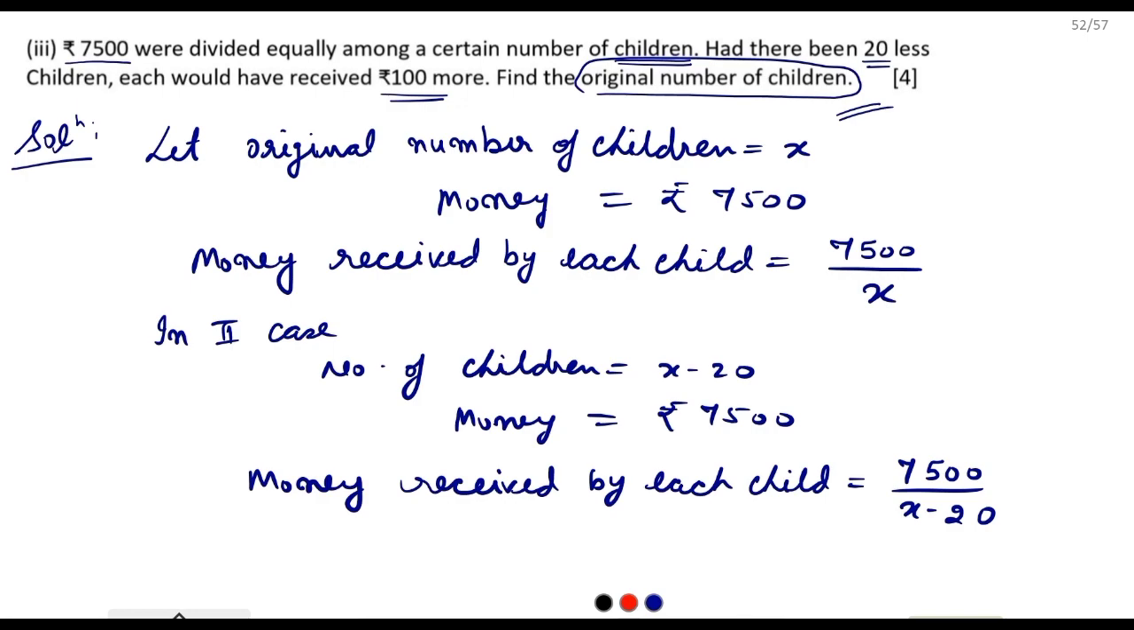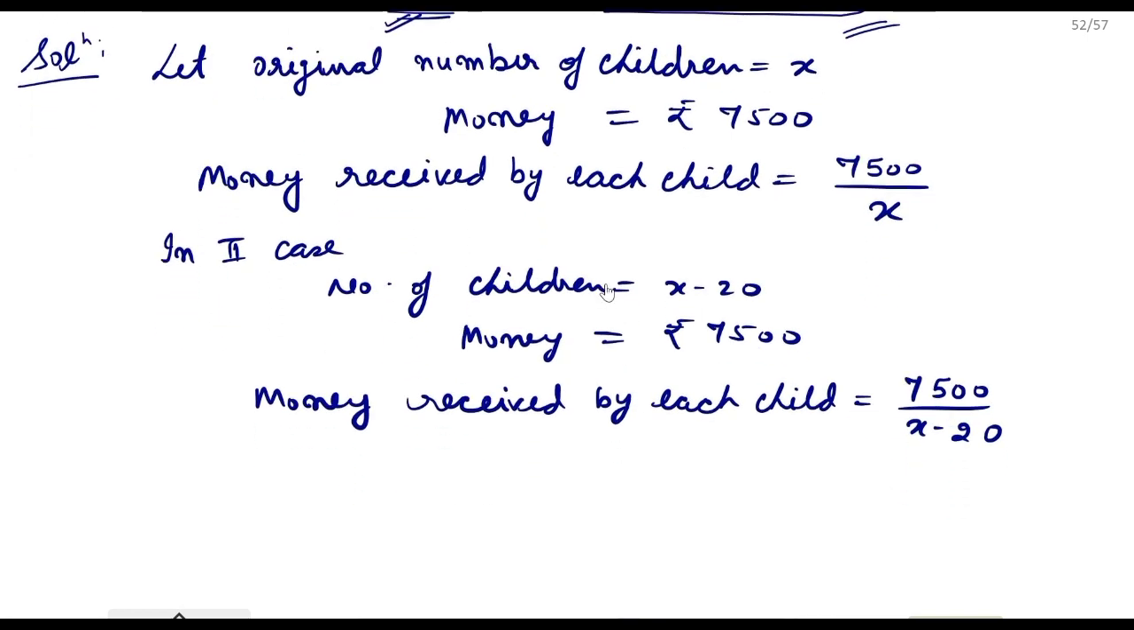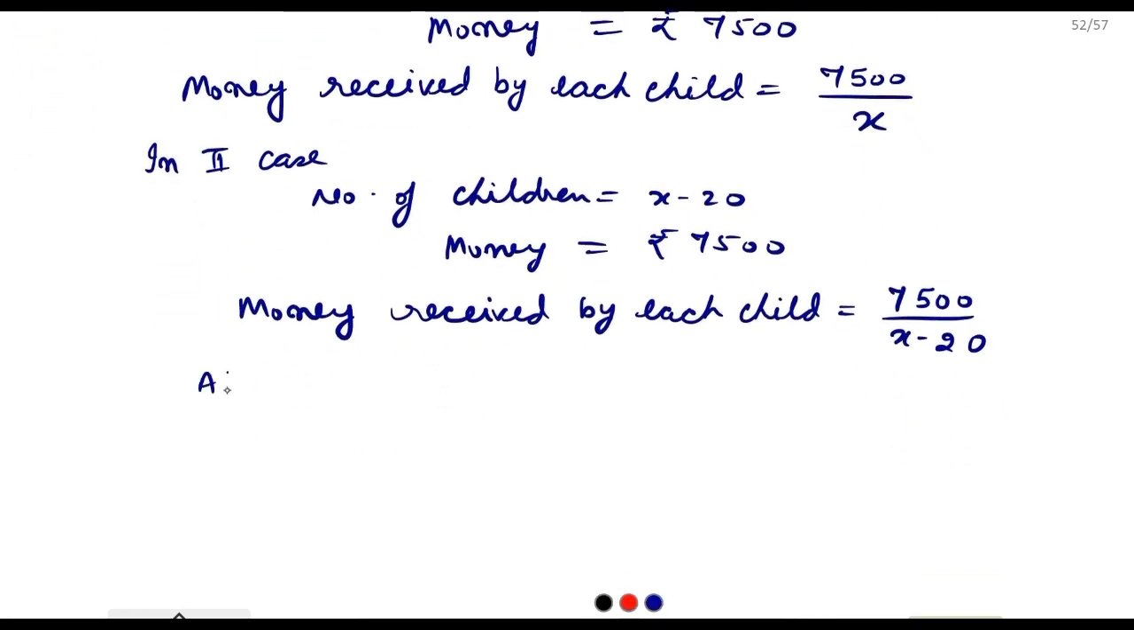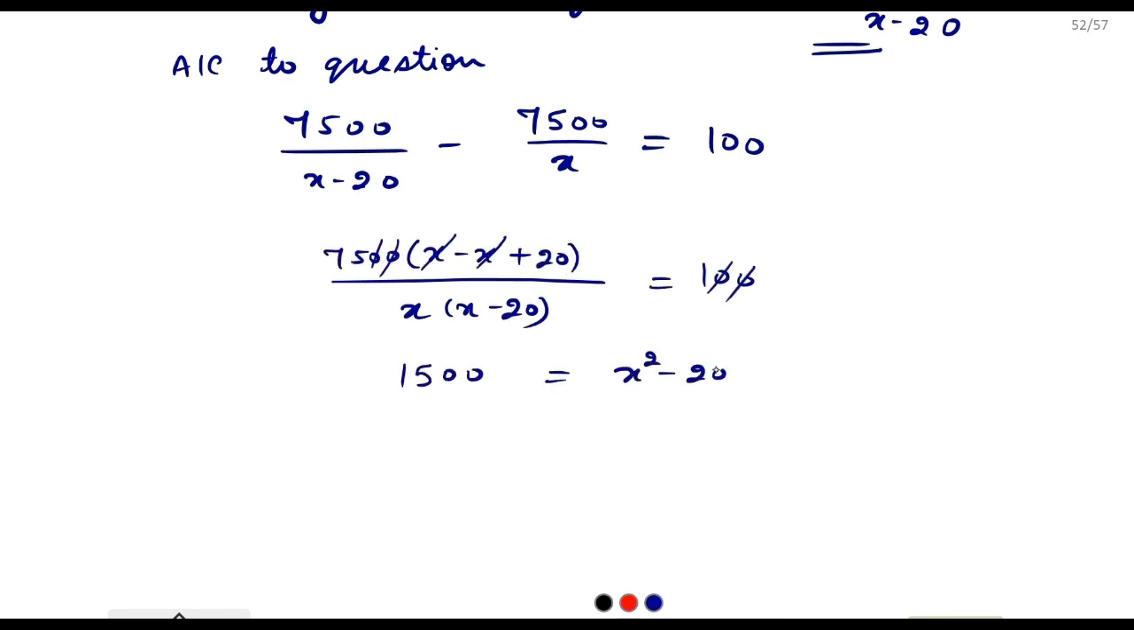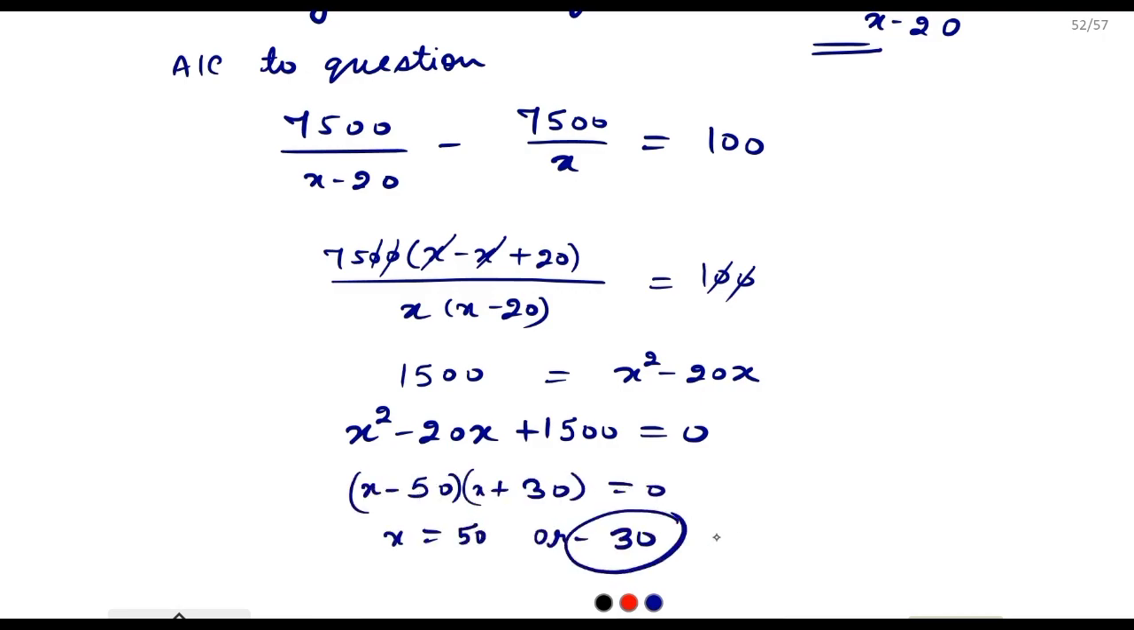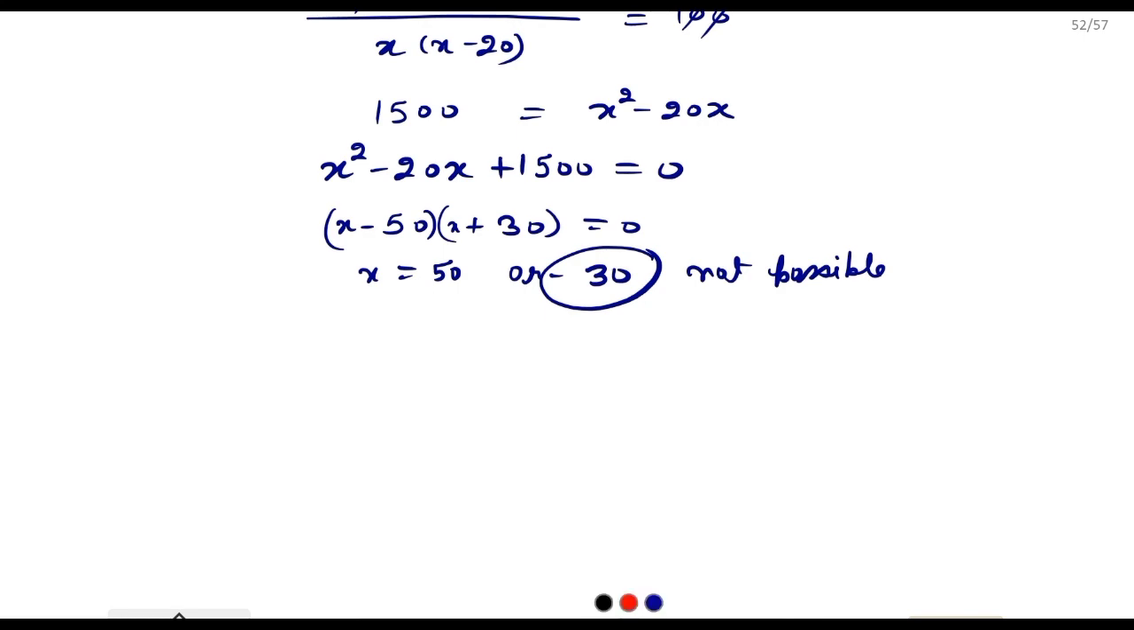According to the question, in second case, each child receives rupees 100 more. According to the question, this is 100 more than this. Means if we subtract first money from second, we will get 100. Now solve this quadratic equation for x. Therefore, the number of children is 50.